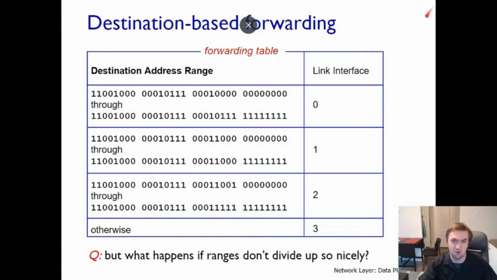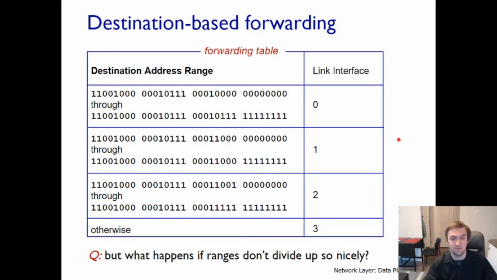Now, how does a router know where to send the segments that it has? One approach is using destination-based forwarding. So we look at the destination address, we figure out which range our forwarding table has asked us to look up, and we associate it with a specific link interface. So any address that belongs in this range, from this number here to this number here, should go to interface number 0. And then this range goes to 1, this range goes to 2, and otherwise everything else goes through interface 3.